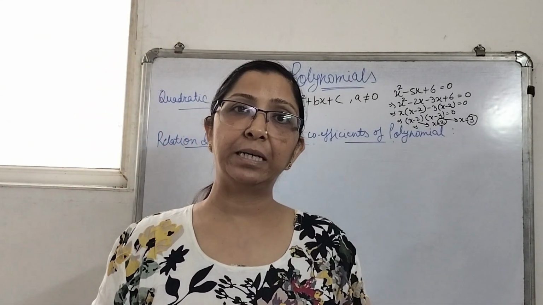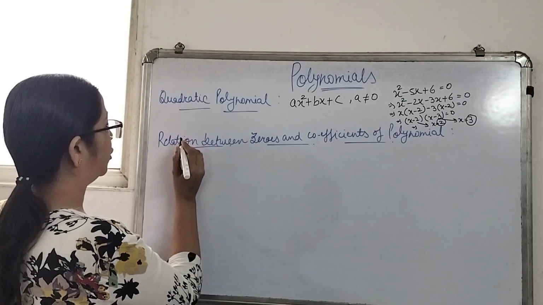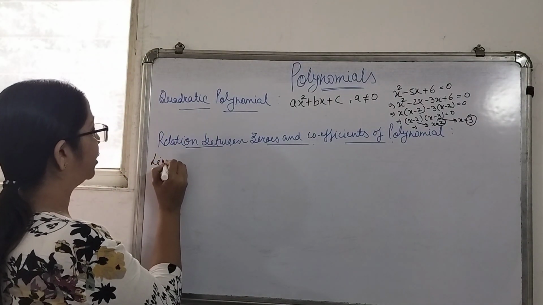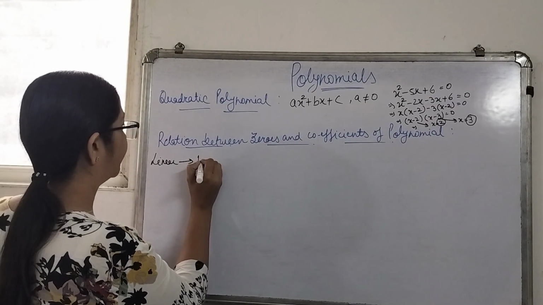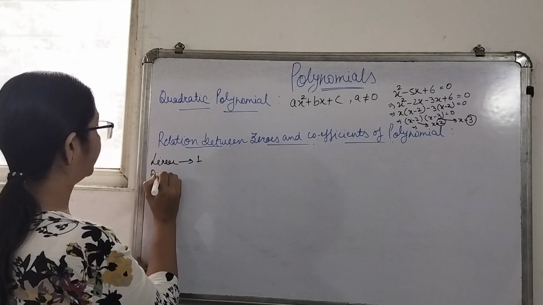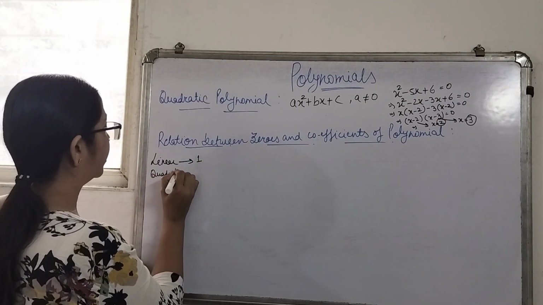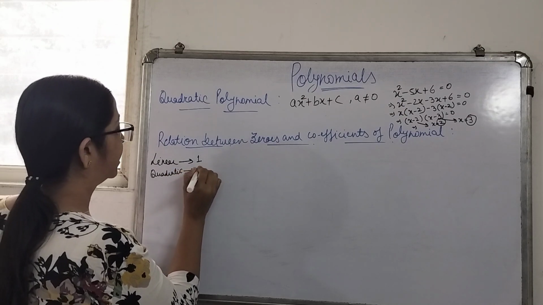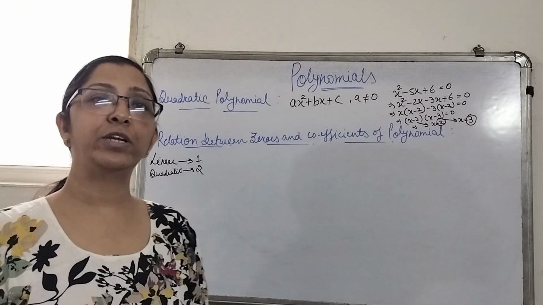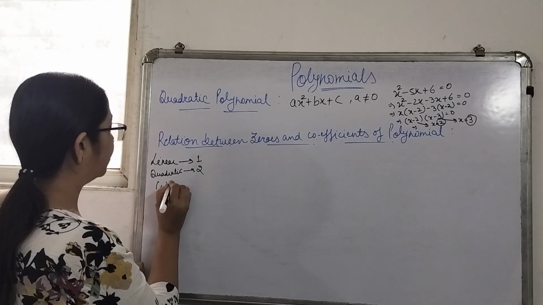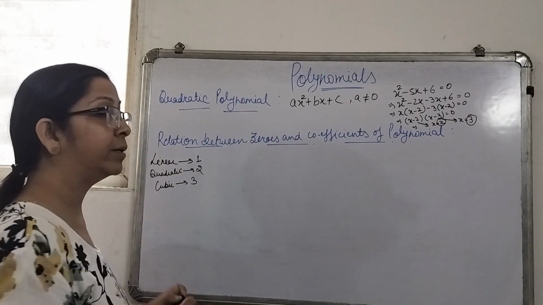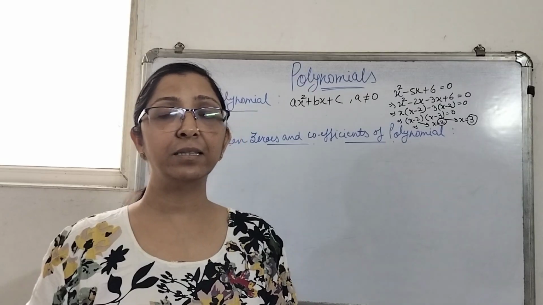From here, it must be clear that for a linear polynomial, the maximum number of zeros is 1. For a quadratic polynomial, the maximum number of zeros will be 2. For a cubic polynomial, the maximum number of zeros will be 3. It could be less than this also.